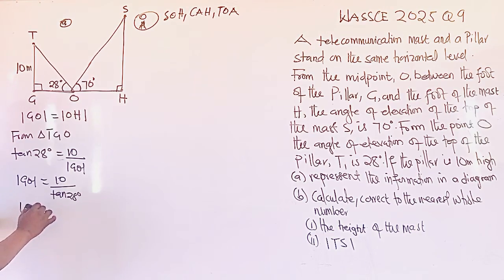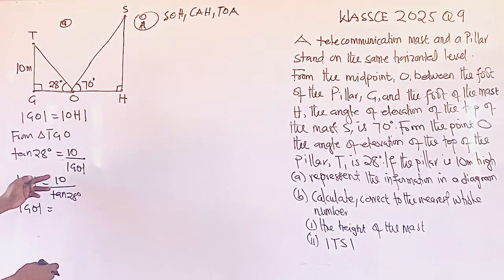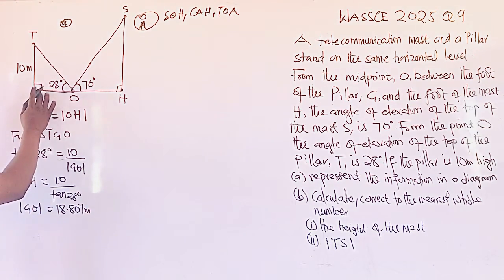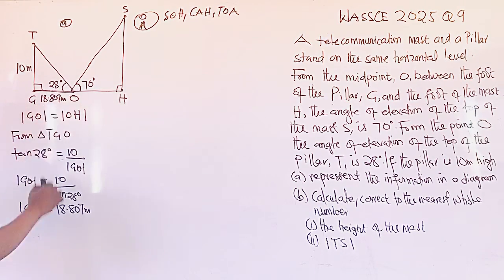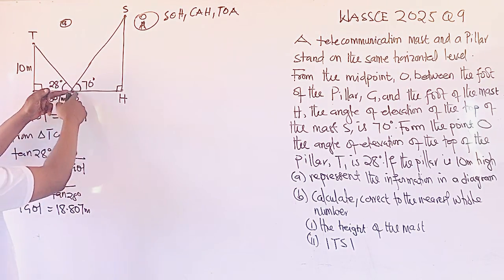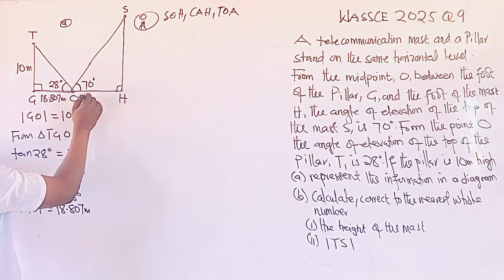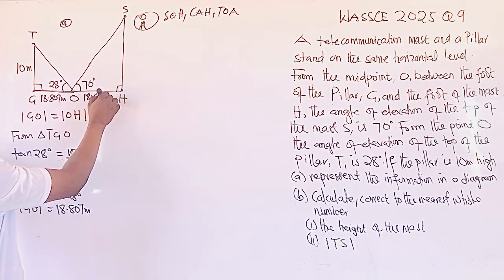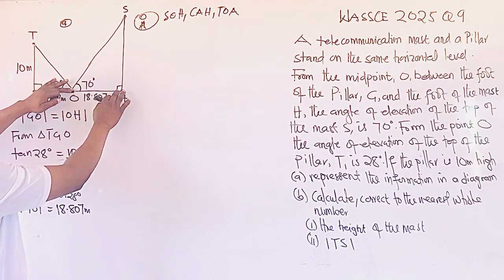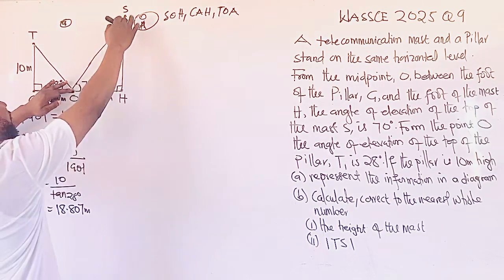And when we fix this into our calculator, 10 divided by tan 28 degrees, we are going to have 18.807 meters. So from G to O, we have 18.807, and since GO is equal to OH, OH becomes 18.807 meters. Now, with our OH and the angle here, we can find SH.